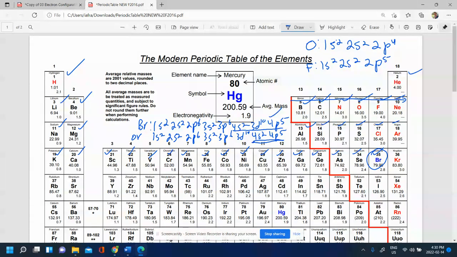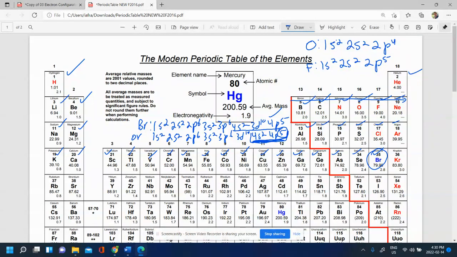And what you might notice is that your highest energy levels here, these are your valence electrons, the 4s2 and 4p5. And bromine just needs one more to get a full valence shell, so a 4p6, and that would be a full valence shell for bromine. We'll talk more about that later on. So that's how you would use your periodic table to fill in the electron configuration for bromine.